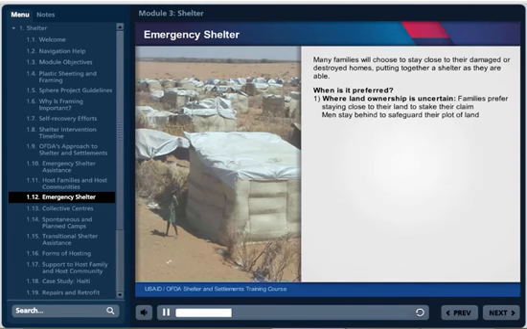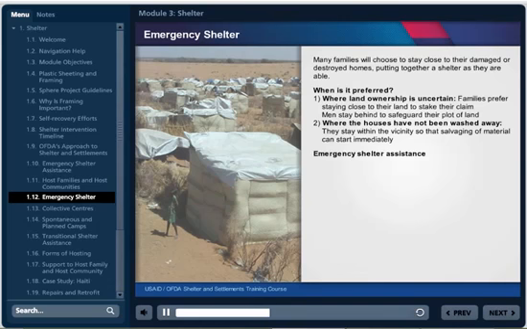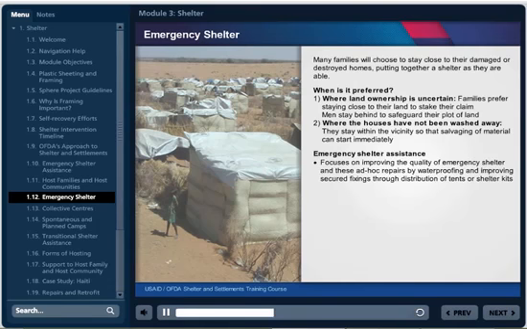Or, in situations where the houses have not been washed away, they stay within the vicinity so that salvaging of material from the destroyed homes can start immediately. These salvaged materials are then used for repair work to make the house habitable or for putting together emergency shelter. Emergency shelter assistance in this situation focuses on improving the quality of emergency shelter and these ad hoc repairs by waterproofing and improving secured fixings through distribution of tents or shelter kits.